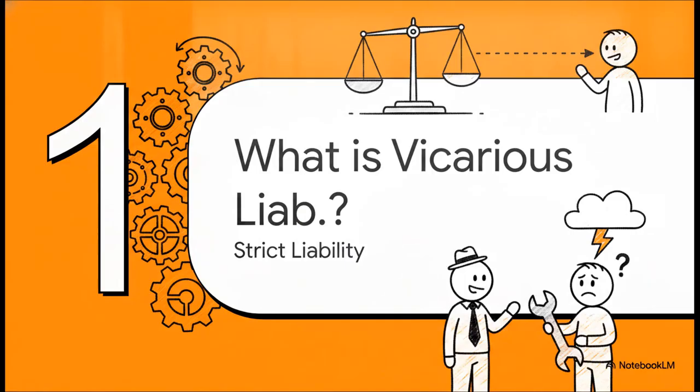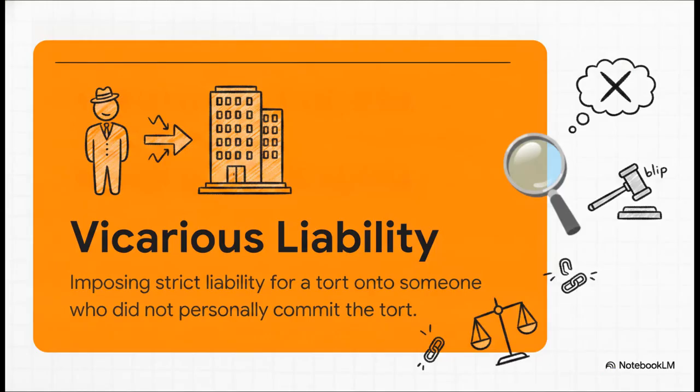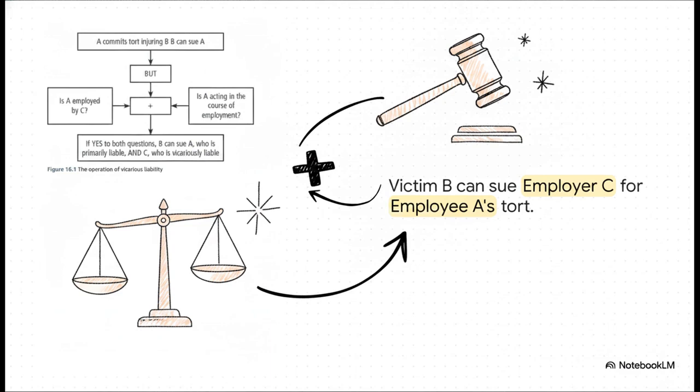Okay, part one. What actually is vicarious liability? And why do we call it the strict liability of employers? So, in precise A-level terms, vicarious liability is basically a way of imposing strict or no-fault liability onto someone, usually an employer, who didn't personally commit the tort. Think of it less as a specific tort claim, like negligence, and more like a mechanism. The employer hasn't actually done anything wrong themselves, but the law still holds them fully accountable for what their employees do. Let's look at how this works in practice.